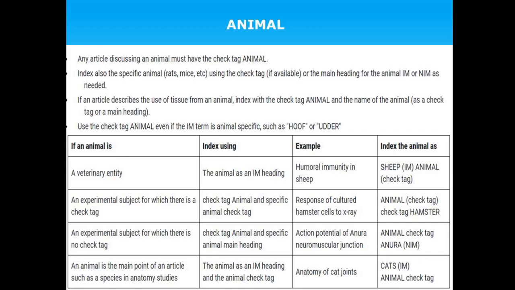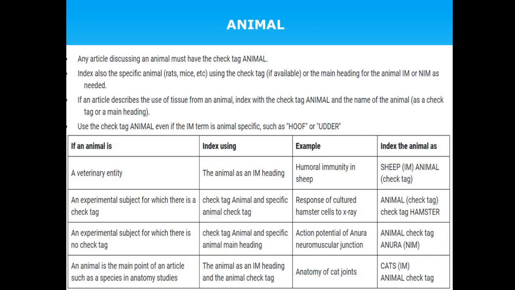So in the second case, an experimental subject for which there is a check tag. If animal is an experimental subject for which there is a check tag, remember that animal becomes an experimental subject, and it is also having a check tag. So as an indexer, check tag animal and the specific animal check tag. So animal here becomes a check tag, and the specific animal which is being experimented also becomes a check tag. For example, response of cultured hamster cells to X-ray. Here hamster is an animal, right? So here they are experimenting on the cells of hamsters, with exposure to X-rays.